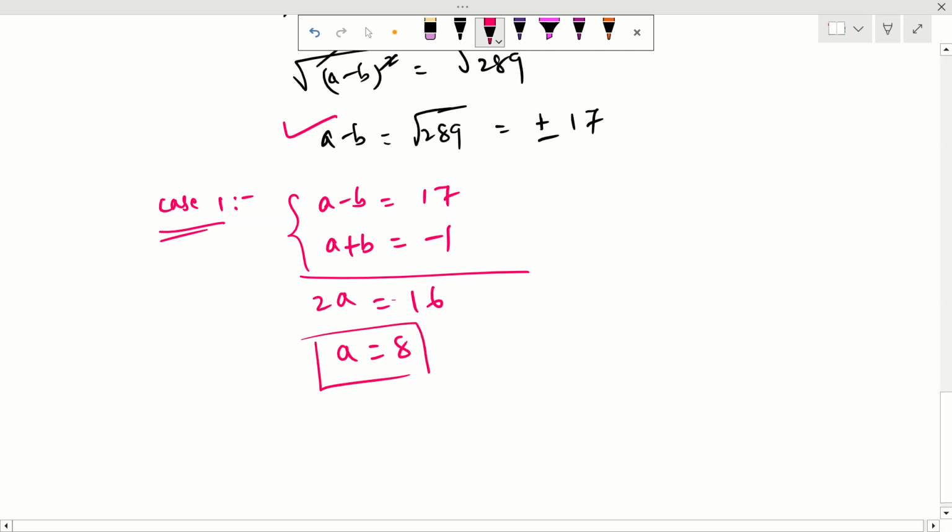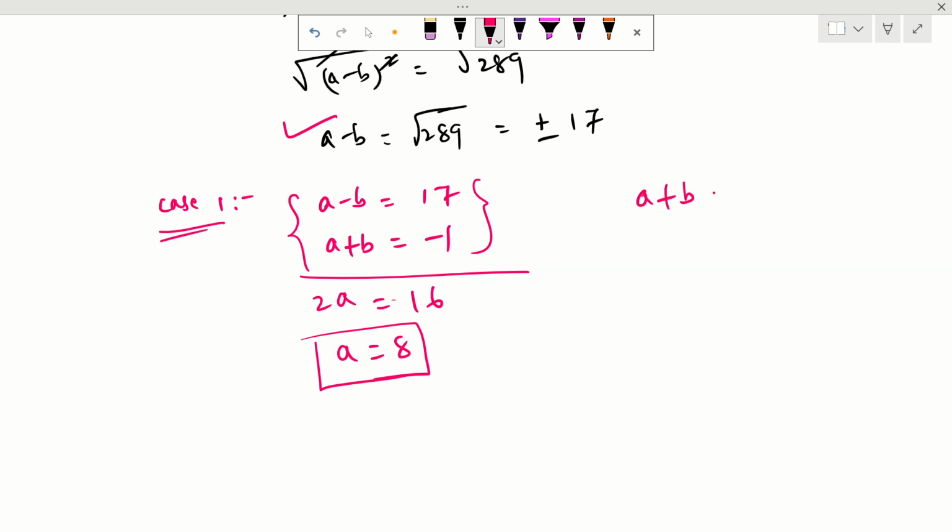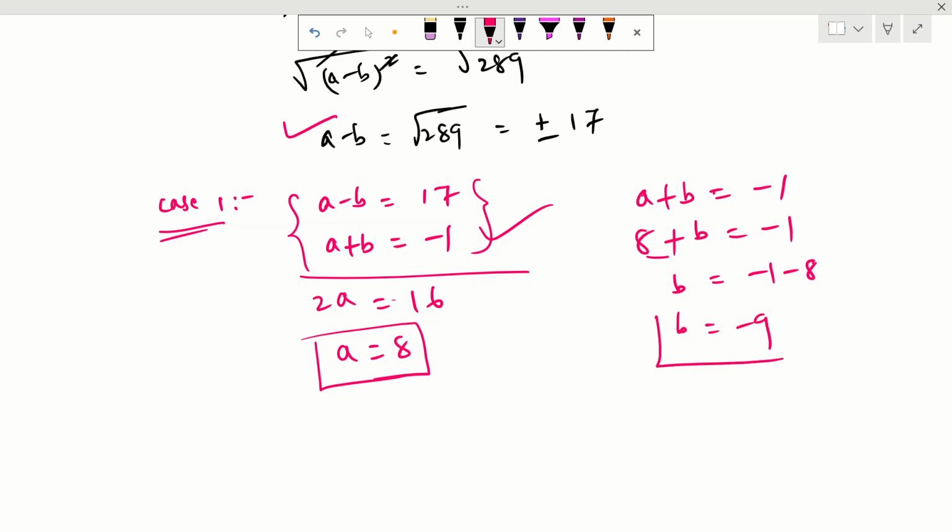So a will be 8, and we'll put the value of a in any one of these equations to get the value of b. So I will put a plus b is equal to minus 1 in this equation, and here a's value is 8, and 8 plus b is equal to minus 1, and b is equal to minus 1 minus 8. If we take the 8 this side, then it will be minus 8, and b is equal to minus 9, okay? We have the value.